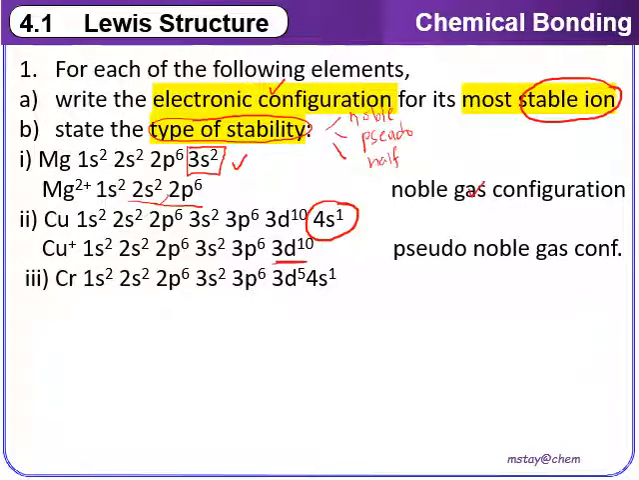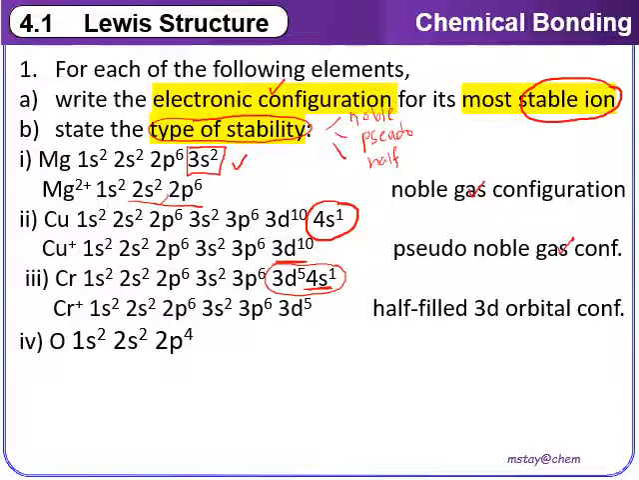as pseudo-noble gas configuration. For number 3, the chromium, when we write down the electron configuration, 3d5 4s1. So this is the valence electron. But in this case, chromium tends to lose 1 electron to achieve 1s2 up to 3p5, where this is known as half-filled 3d orbital configuration.